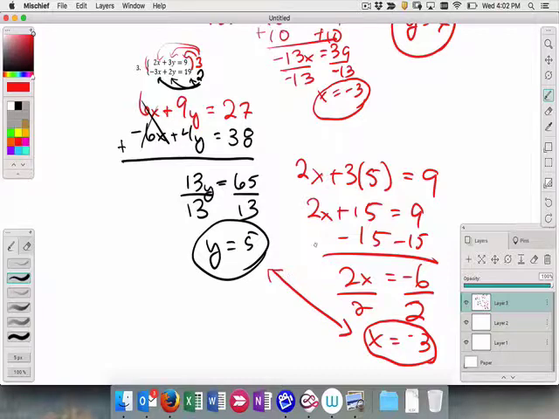All three methods will work on every single system of equations. But your goal as a mathematician is the art of figuring out the best way to solve the problem. And you can see that different problems have different best ways.